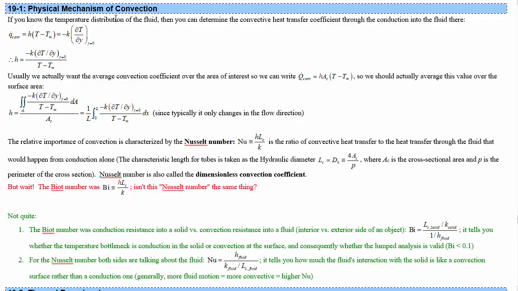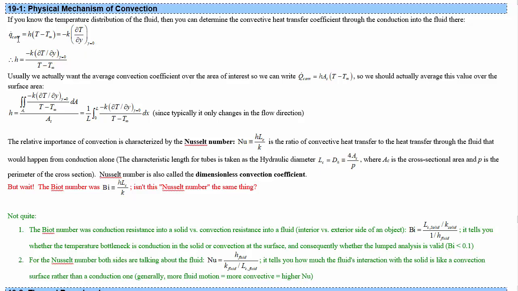19.1 Physical mechanism of convection. If you know the temperature distribution of the fluid, you can determine the convective heat transfer coefficient through the conduction into the fluid there. This is because convection is really just conduction plus fluid motion, and at the surface interface, whatever heat is flowing out of that surface is the convective heat transfer. But the heat flowing out of the surface is flowing just through conduction, since the no-slip condition means the fluid at the surface isn't moving.